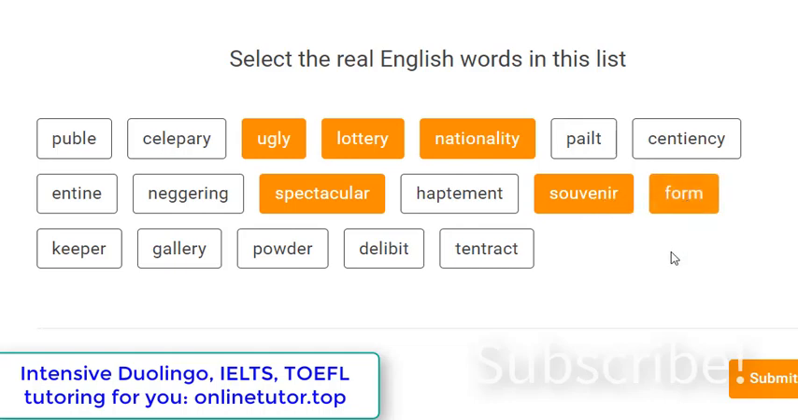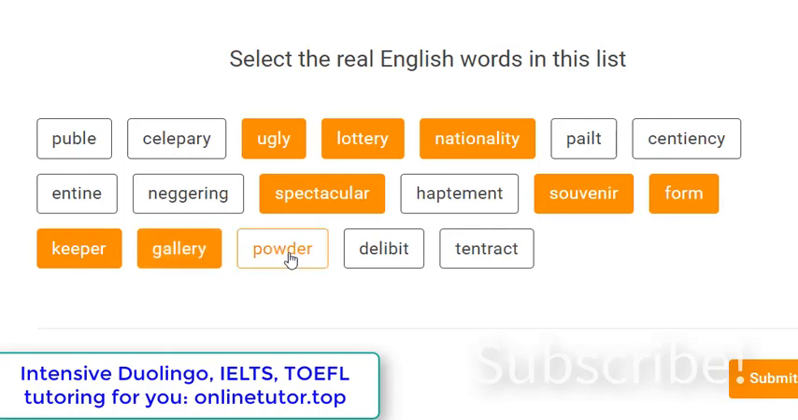Form. Yeah, form of something, shape of something. Keeper. One who keeps something. Bookkeeper, but not only that. Gallery. Yeah, collection. A collection of, for example, works of art. Powder. Yes, such a substance. You understand that usually sugar or salt are presented in the form of powder. Delibit. I don't think so. Tentract. I don't think so.